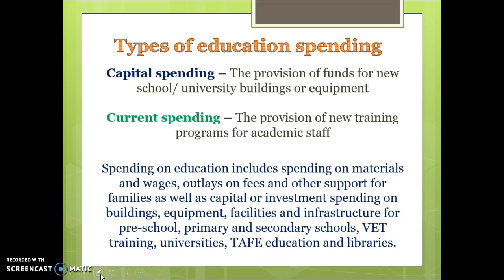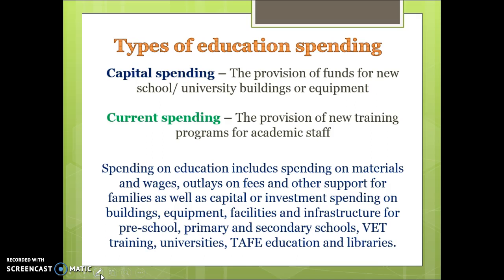So when we're looking at education spending, spending can include both current and capital expenditure. Capital expenditure is funds for building of new schools or universities, the building and the infrastructure or the equipment. Whereas current spending is your spending on training programs, improving the skills of staff, including the wages of any training programs and things like that. So not physical assets that you can actually touch.